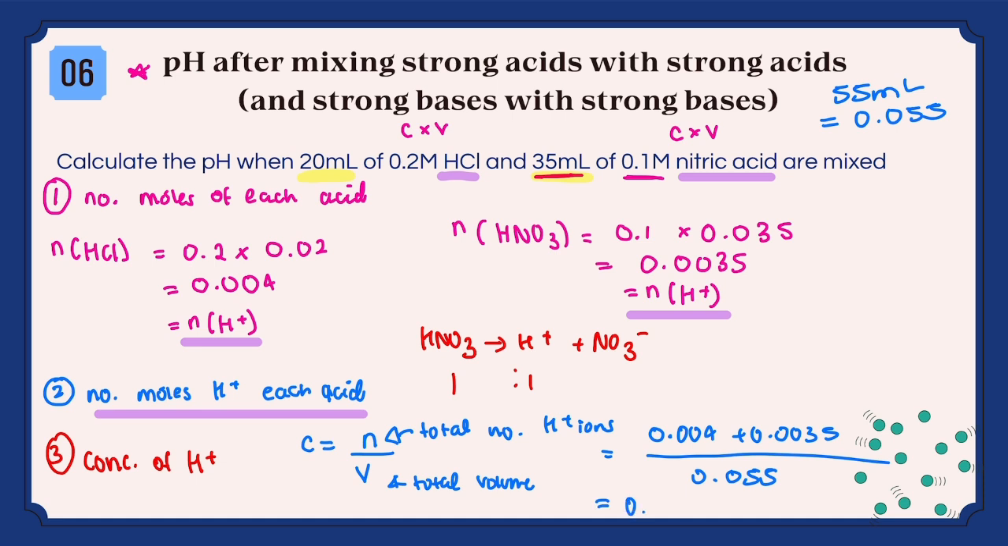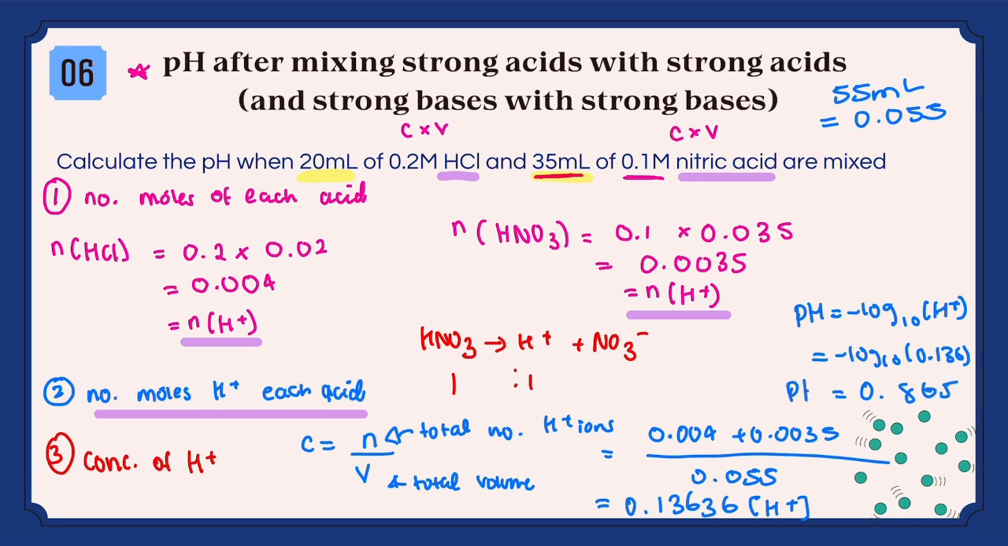When you do that, you'll get 0.1363, and this is the hydrogen ion concentration. So now that we have our hydrogen ion concentration, we can just put it into our pH formula to work out the pH. That's going to give us about 0.865 as our pH. And you can see it's a very low pH because we have mixed two very strong acids together. So the final solution is going to be very acidic.